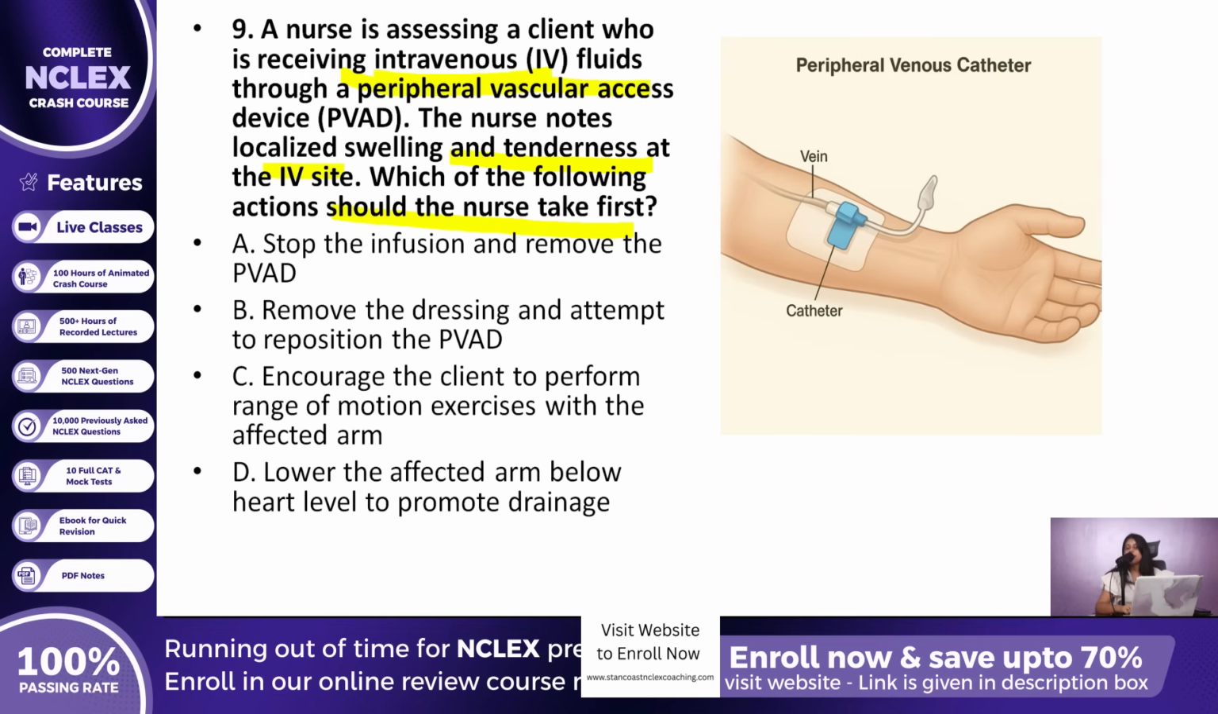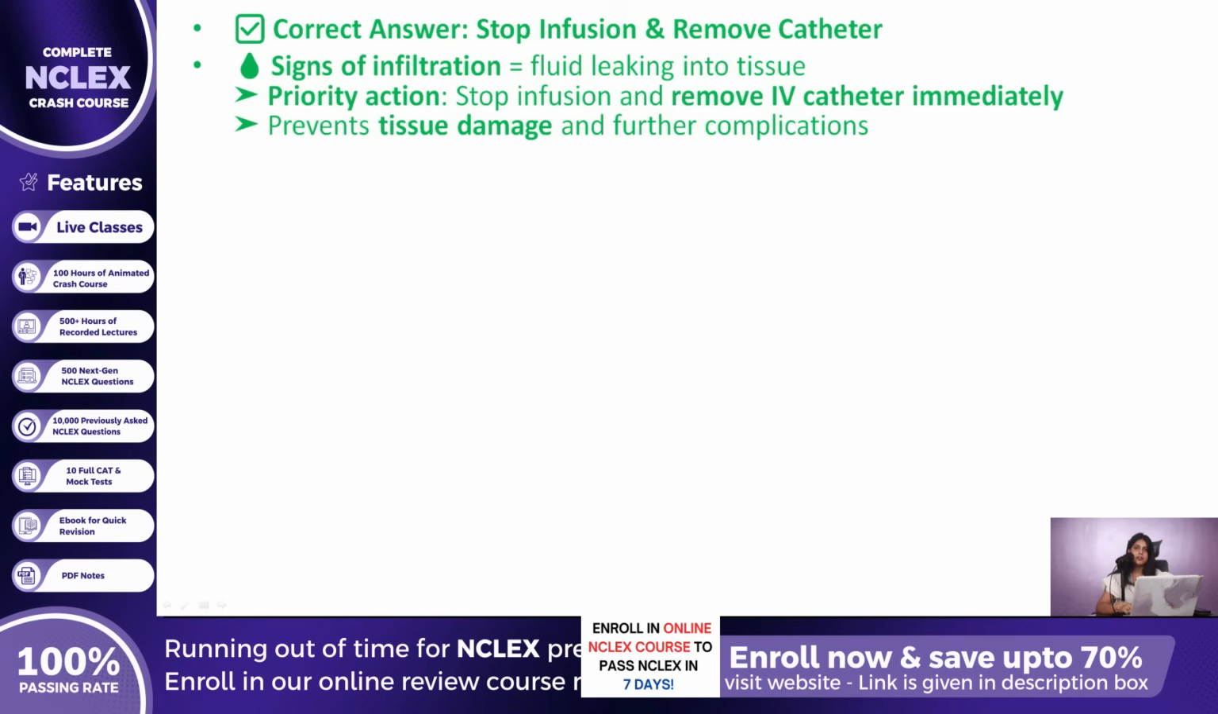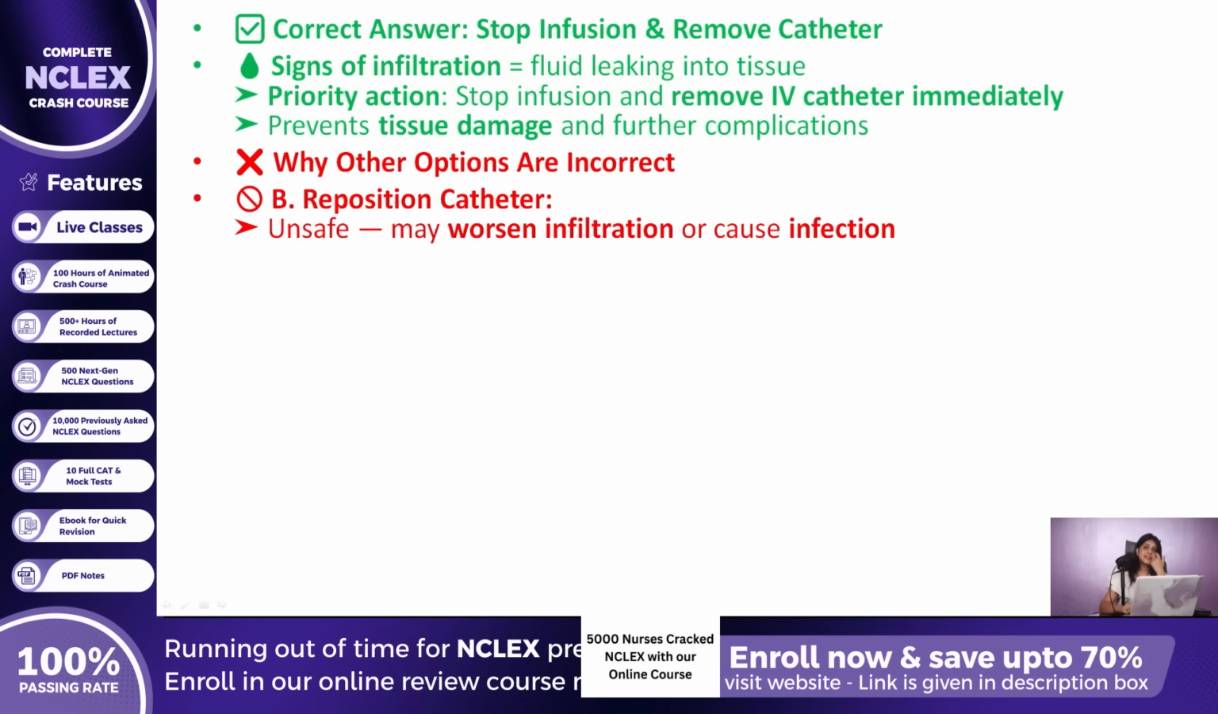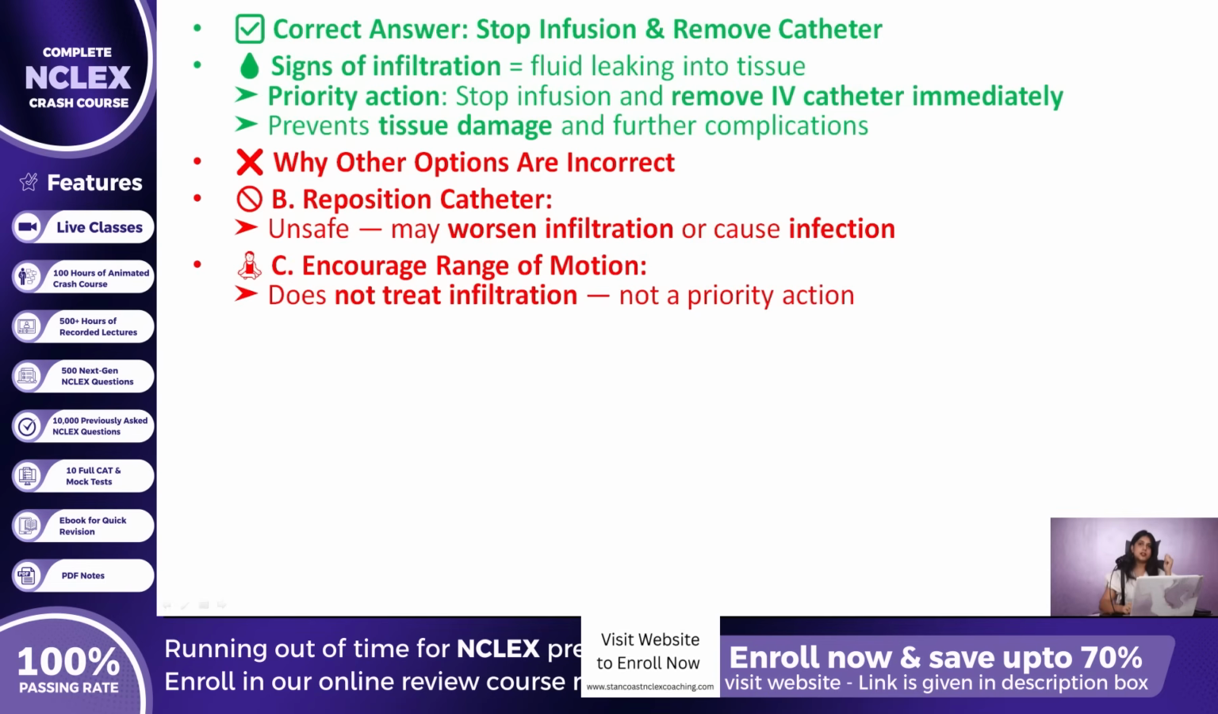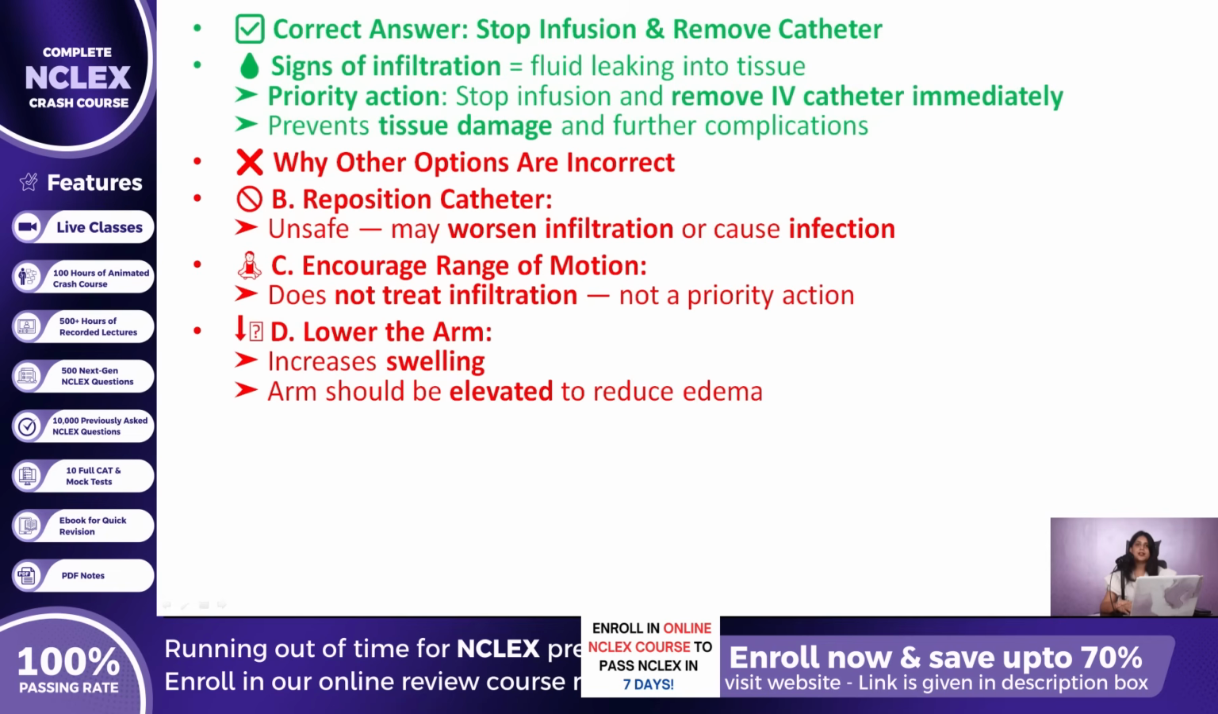The correct answer is A, stop the infusion and remove the catheter, because these signs indicate infiltration, meaning fluid is leaking into the surrounding tissue. Also, option B, repositioning the catheter, is unsafe and may worsen tissue damage or infection. Furthermore, option C, encouraging range of motion, does not address infiltration and is not the priority. Lastly, option D, lowering the arm, would increase swelling. Instead, the arm should be elevated to reduce edema.